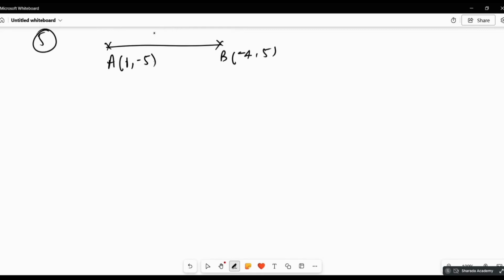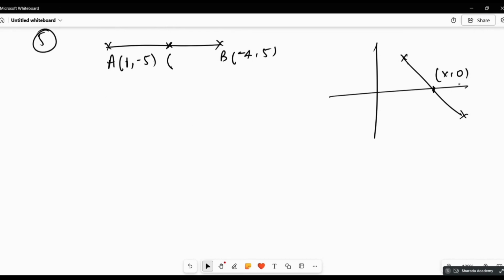Okay. So it is divided by x-axis. X-axis means what? Y value is 0 there. Correct, no? So some line will come like this. It is divided by x-axis. That means (x, 0) is the point. We don't know the x value there, and we don't know the ratio also here.